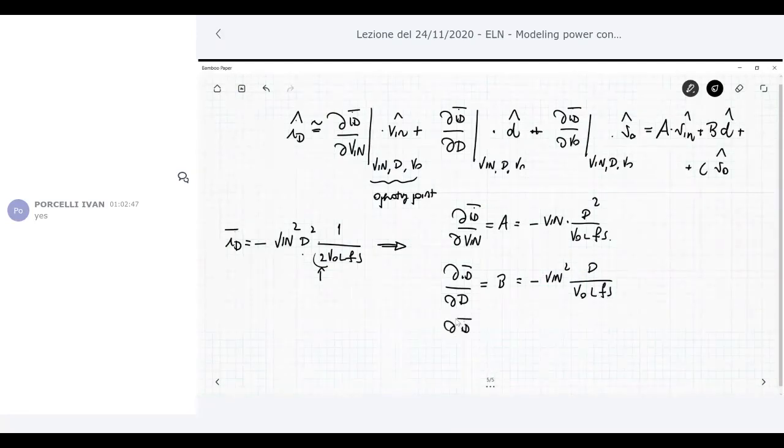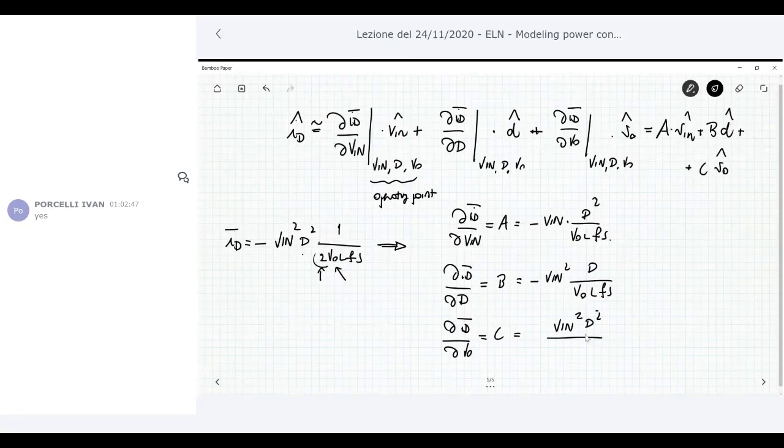The ID average value over V naught is C, and now V naught appears here at the denominator. Remember that the derivative of 1 over V naught is minus 1 over V naught square. So this means that you have 2 V naught square L fs. So here you have the 3 coefficients.